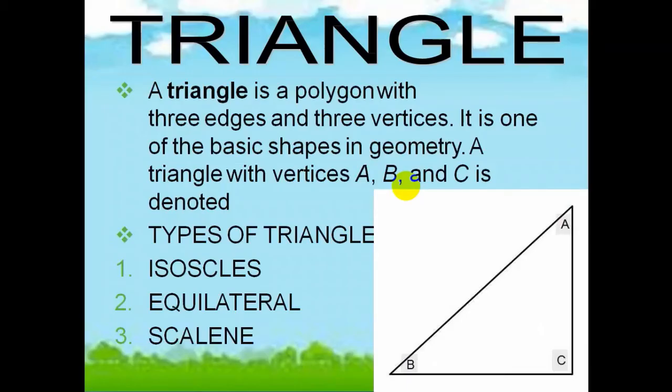Now triangle. A triangle is a polygon with 3 edges and 3 vertices. It is one of the basic shapes in geometry. A triangle with vertices A, B and C is denoted triangle ABC. You see over here, this is a triangle ABC. Now, types of triangle: isosceles triangle, equilateral triangle, and scalene triangle.